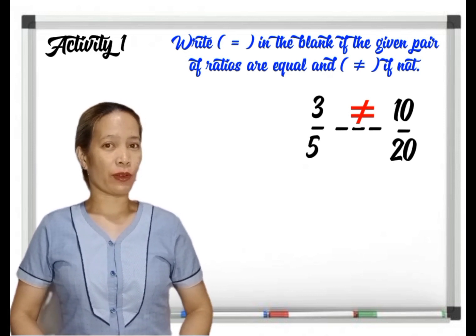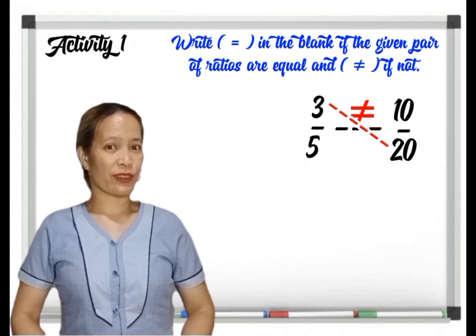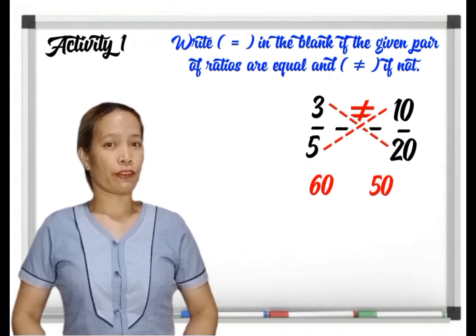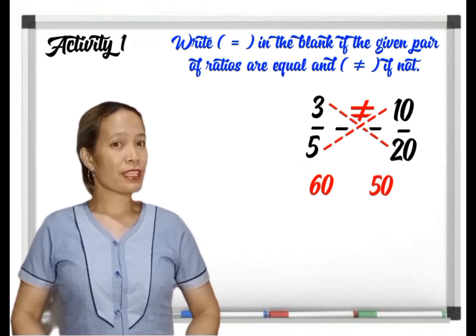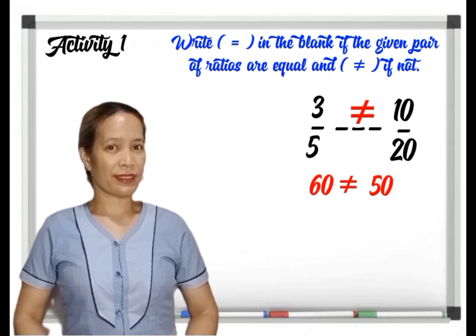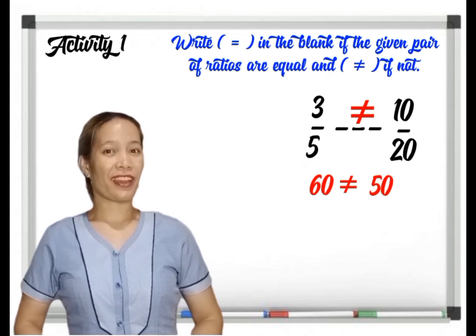Magkaiba po ang kanilang cross product. The product of 3 times 20, the answer is 60, while 5 times 10, the answer is 50. So, 3:5 or 3/5 is not equal to 10/20. Did you get the same answer? Very good.